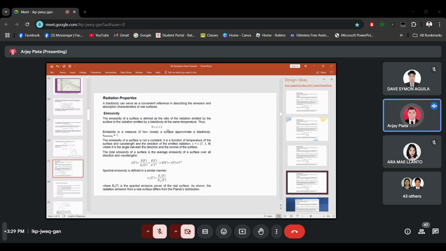So the total emissivity of a surface is the average emissivity of a surface over all directions and wavelengths.